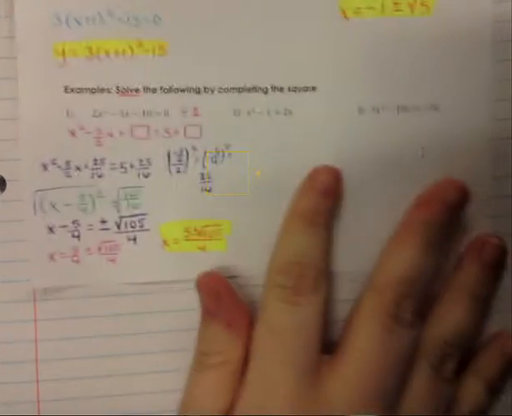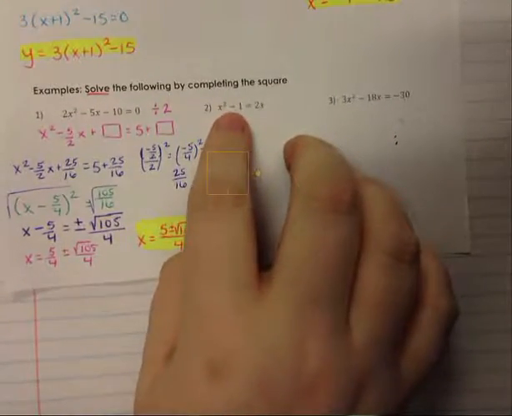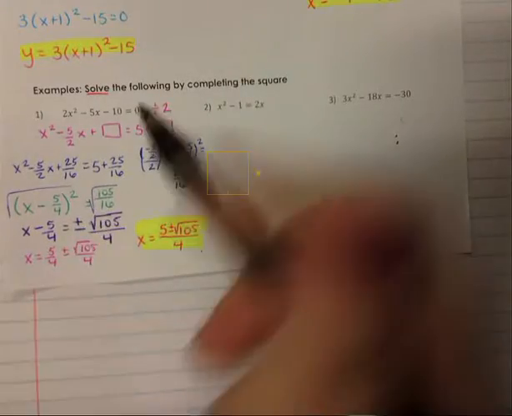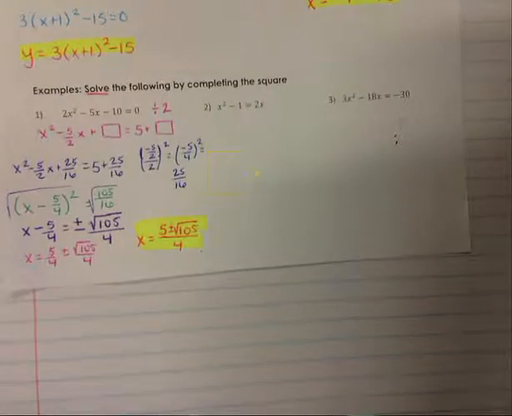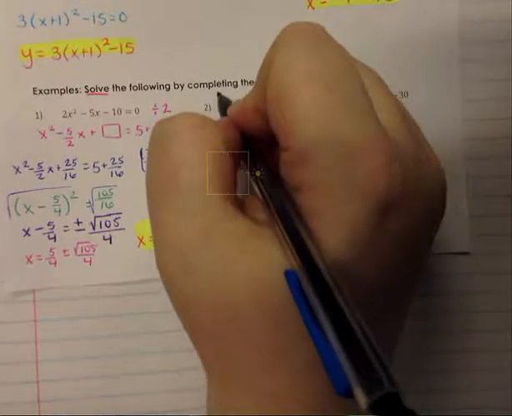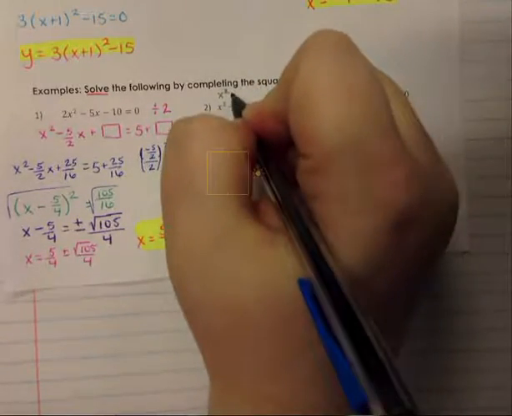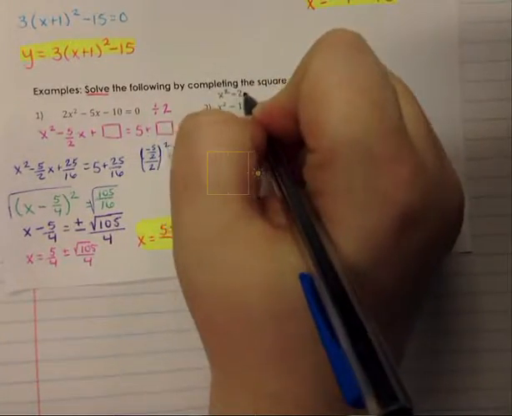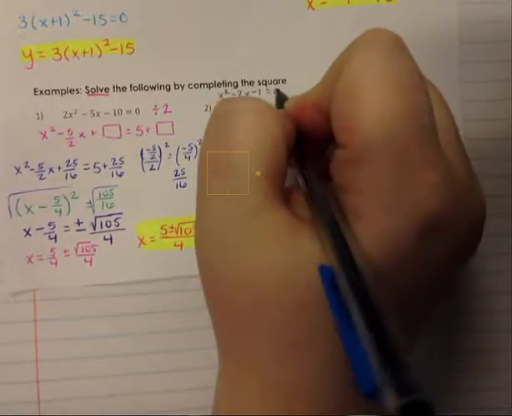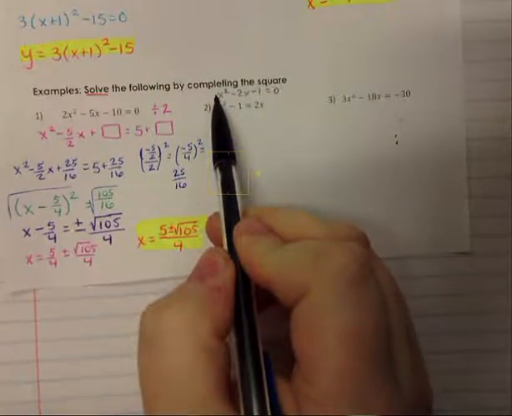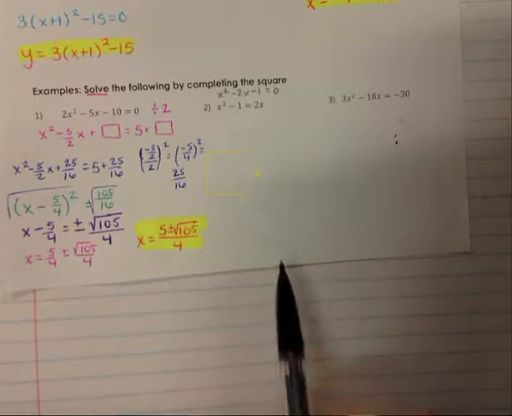On this next problem, we want to go ahead and get it back into standard form real quick. We have an x squared, we have to have our 2x on the other side, so minus 2x, and then minus 1 is equal to 0.